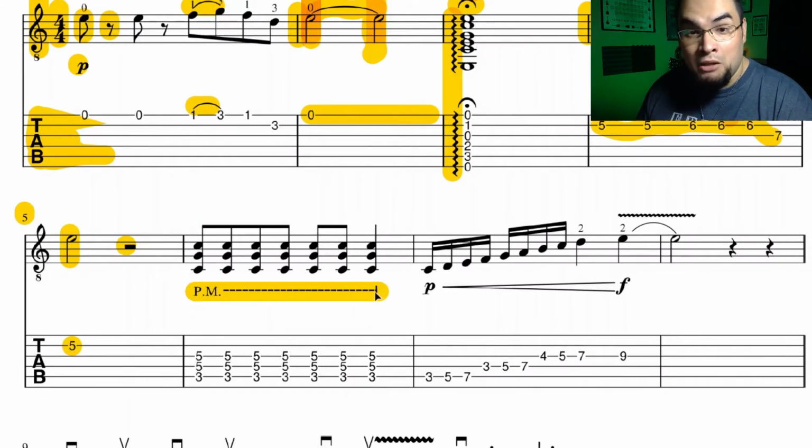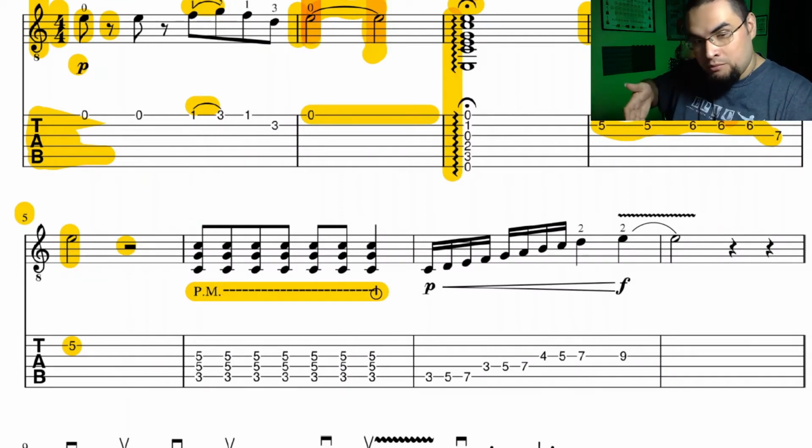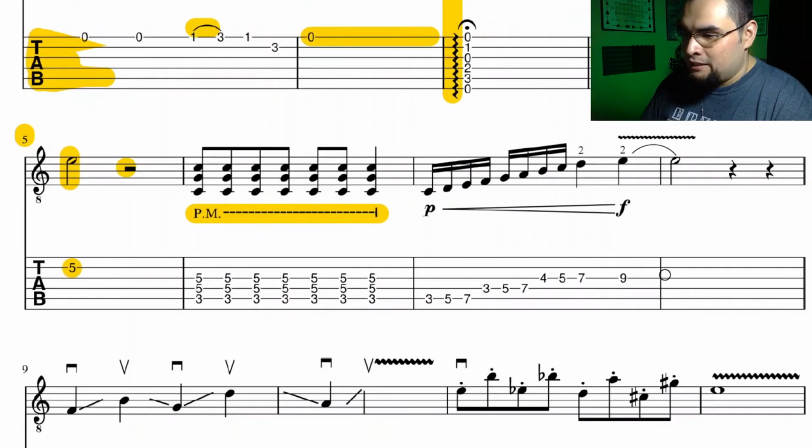That means palm mute. So that means your hand is going to go over the bridge, and you're going to get that thumping sound from the strings. So those chords need to be palm muted all the way through. Now the next one is interesting, right?